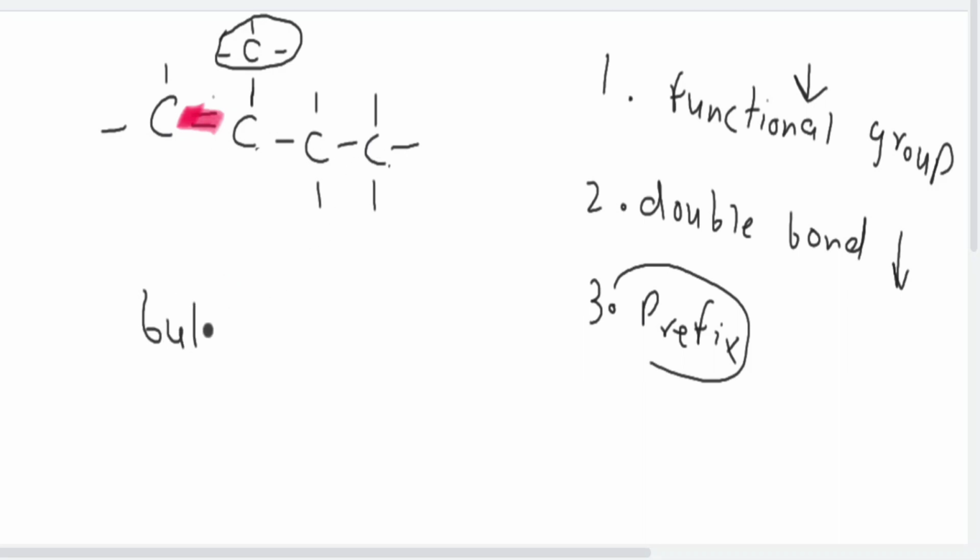Therefore, this is but. Then I look at my double bond. My double bond is at carbon 1, so I write an ene. I will not write the positioning because this is already at carbon number 1. Then I look at my methyl group. The methyl group is at carbon number 2. So I write a methyl group as my prefix. But I will also show the positioning. Since it's in carbon 2, I write 2 beside methyl. And finally, I get 2-methylbutene.